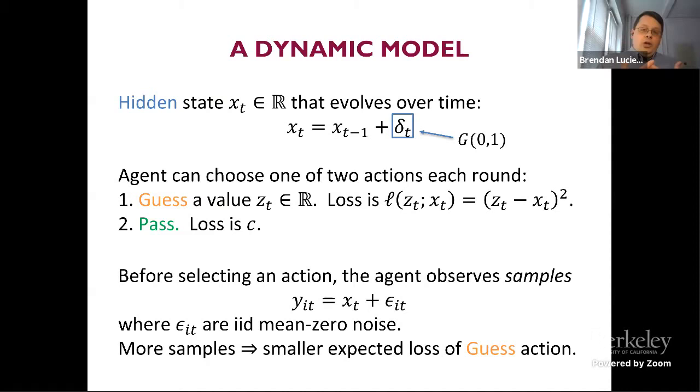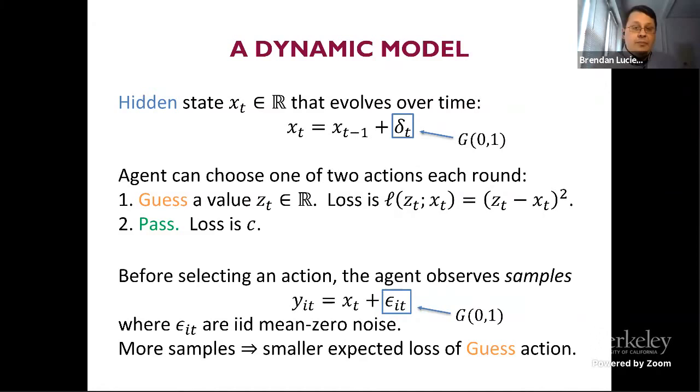What I can do is collect some samples, and each sample is the state of the world plus some noise, which I'm again going to assume is Gaussian. The Gaussianness is going to be important here. So the way to think about this is more samples are better. If I get more samples, I have a better understanding of what the state of the world is, and the value of my guess action is better.